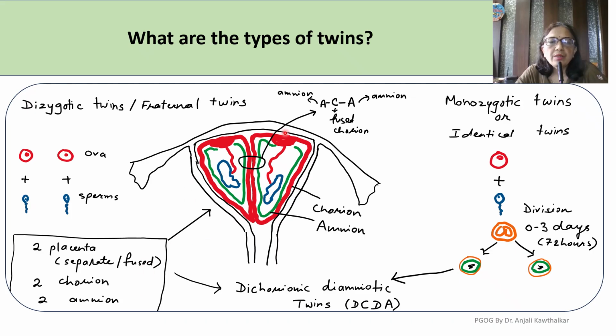So two placentae, and this red area is the chorion. Two chorionic tissues, green is amnion, two amniotic tissues. Then this is called dichorionic diamniotic. So dizygotic pregnancy usually leads to dichorionic diamniotic. Monozygotic pregnancy will lead to diamniotic dichorionic, provided division of the fertilized ovum takes place within the first 72 hours.